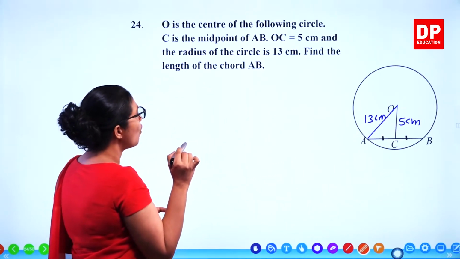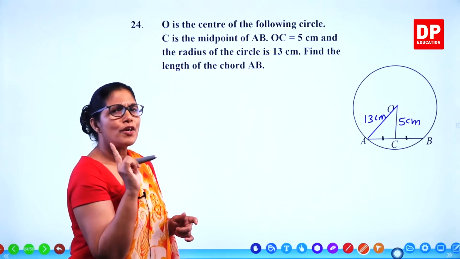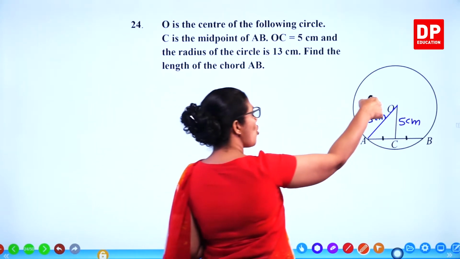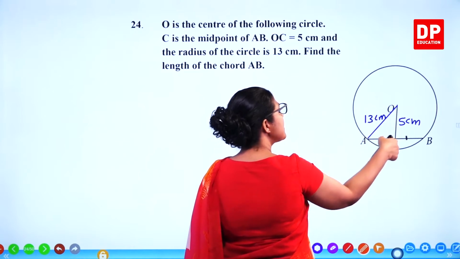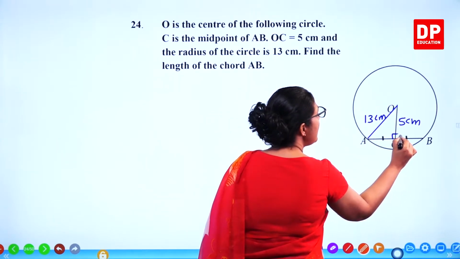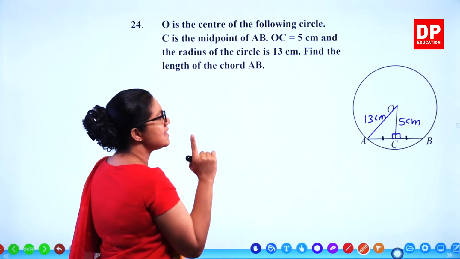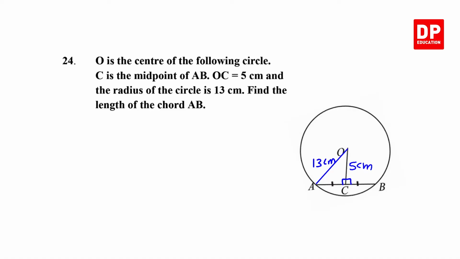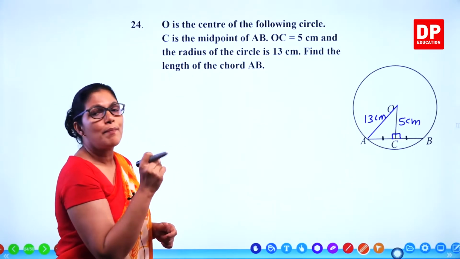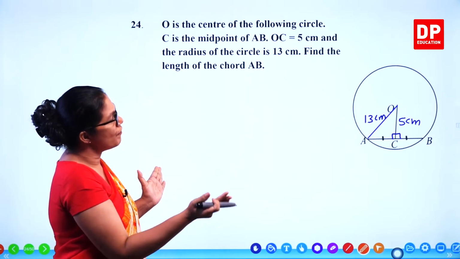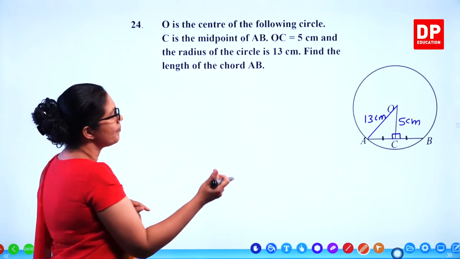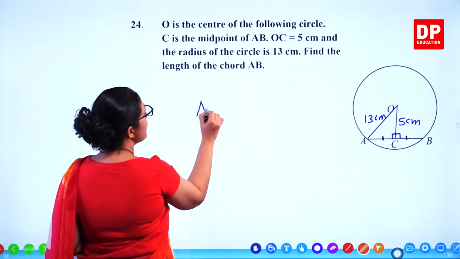Find the length of the chord AB. What do you know about the line joining the midpoint of the chord and the center? That's perpendicular, so you know this is 90 degrees. Easily you can find AC using Pythagoras theorem, and double of that is AB. So let's use Pythagoras theorem.